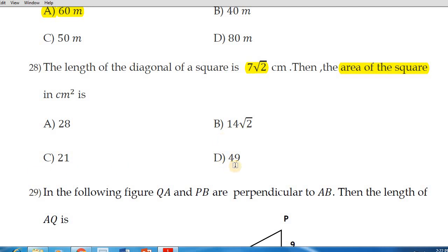Children, I said if one side of a square is a centimeter, its diagonal will be a root 2. It means what length of side will be there? For example, here side is 7 centimeter, so hence the diagonal is 7 root 2, we got it. If the side is 10, we get diagonal 10 root 2. So here the diagonal is 7 root 2, hence the side will be how much? 7. So in a square all sides will be equal to 7 centimeter only. Now use the area of square formula, that is side into side. So here 7 into 7, which gives 49 as the answer. Option D is right.